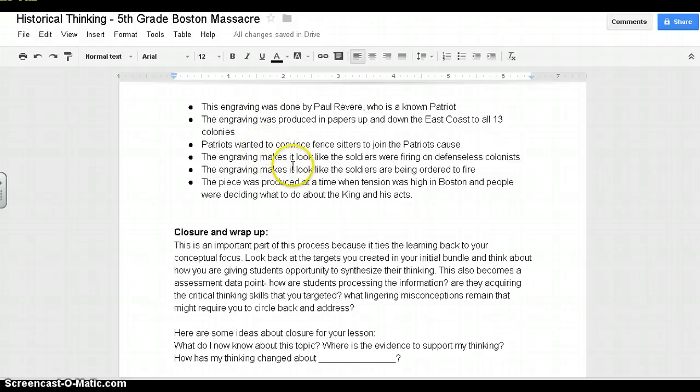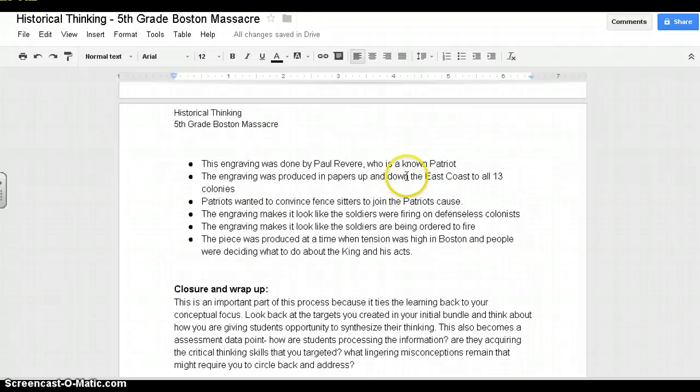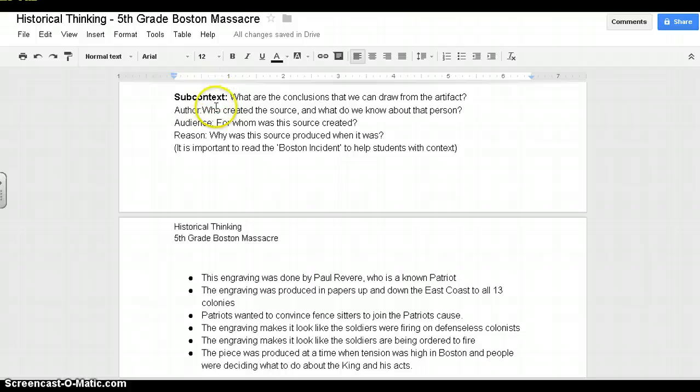And the engraving doesn't necessarily match the incident that we read on what actually happened. So it makes it look like the soldiers were firing on defenseless colonists. The engraving makes it look like the soldiers are being ordered to fire, which we also know wasn't true. And the piece was produced at a time when tension was high in Boston, and people were deciding what to do about the king and his acts. So that's just looking between the lines in order to get the subtext.